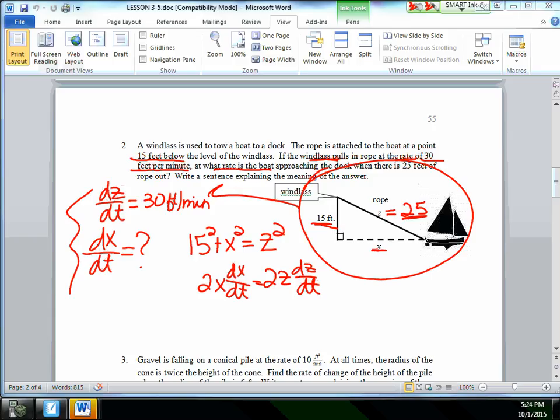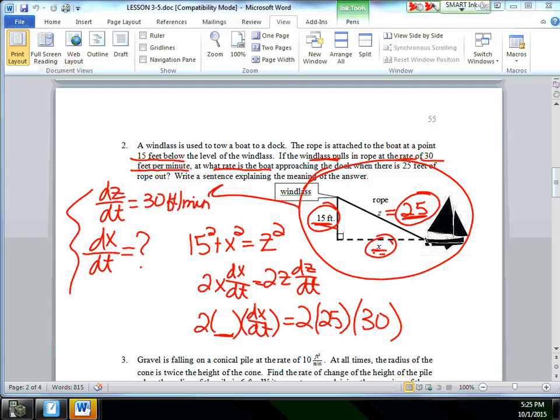So as we start to do this problem, we have 2x, well, dx/dt, that's what I want to find, equals 2, well, z is 25, and dz/dt is 30, so I have 2 unknowns. I still have a problem here. How do I know what x is? Well, come back to your Pythagorean theorem. Now I can find x if I know this is 15. At a point when this is 25, what will x be?